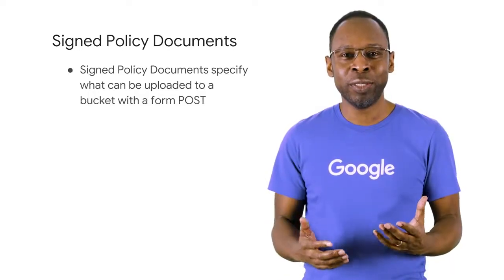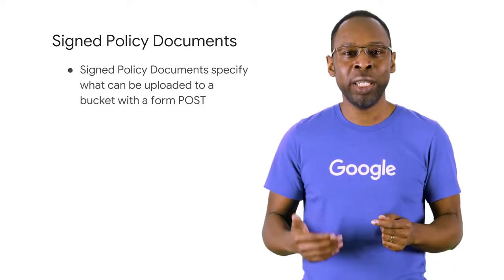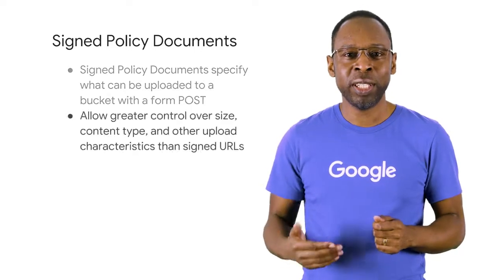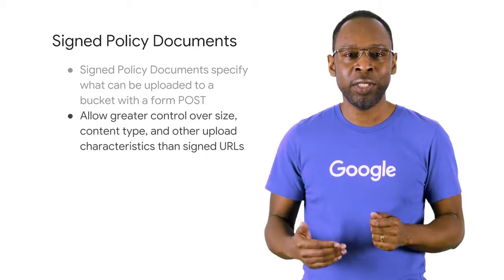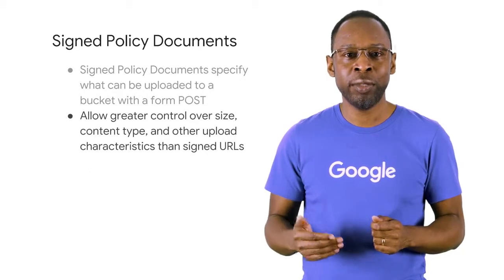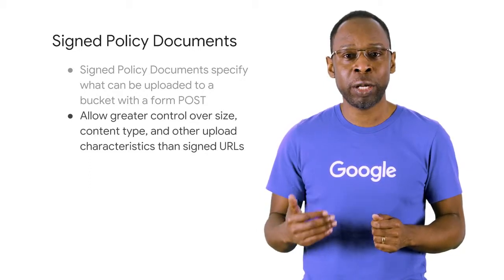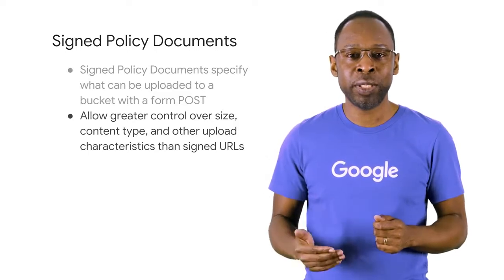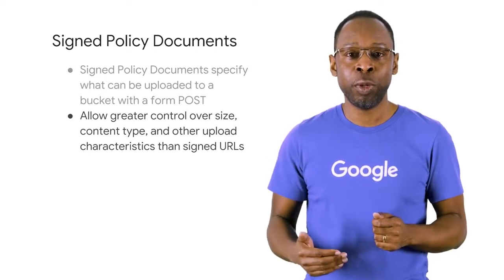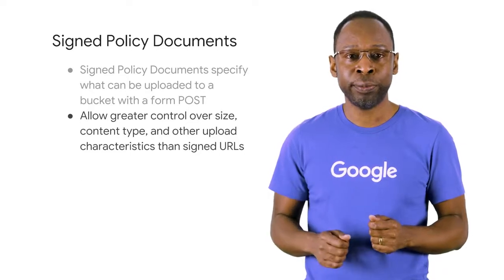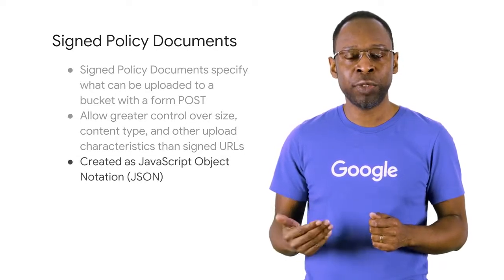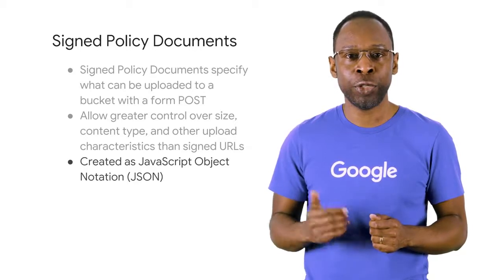Signed policy documents specify what can be uploaded to a bucket with a form post. Policy documents allow greater control over size, content type, and any other uploaded characteristics in comparison to signed URLs, and can also be used by website owners to allow visitors to upload files to cloud storage. A policy document is constructed in JavaScript Object Notation, or JSON.